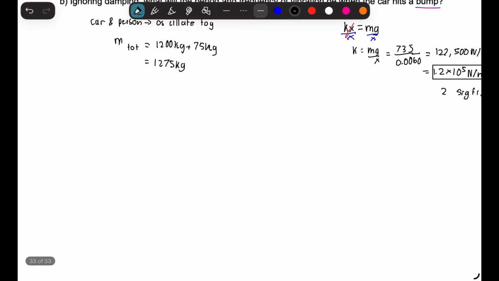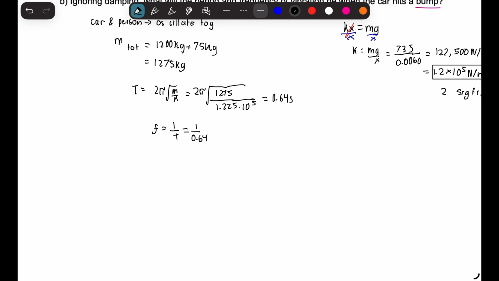Now we'll use mass spring period. So we have that period is equal to 2 pi square root of m over k. That's just 1,275 over 1.225 times 10 to the power of 5. And that's equal to 0.64 seconds. So for frequency, that's equal to 1 over t. And that's equal to 1 over 0.64, which is 1.56 hertz.